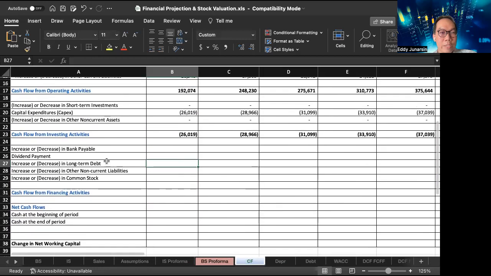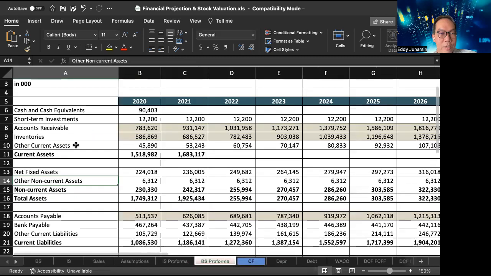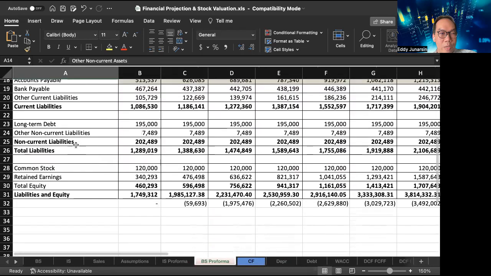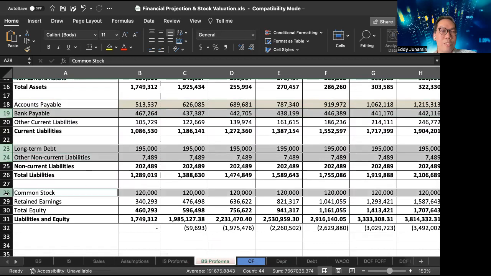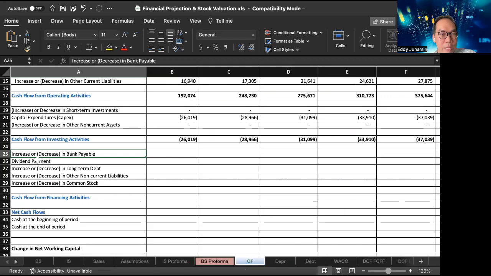Next category, cash flow from financing activities. Financing activities, let's check. Financing activities would be bank payable, then long-term debt, other non-current liabilities, and common stock. Bank payable, long-term debt, other non-current liabilities, and common stock in our example. And then dividend payment.